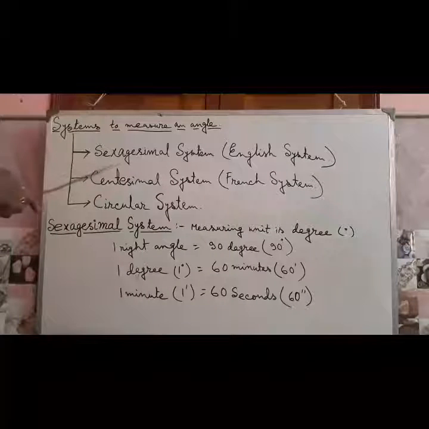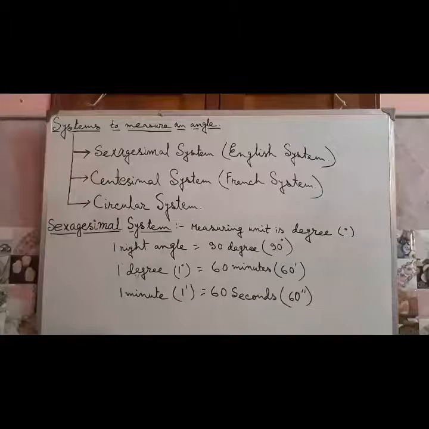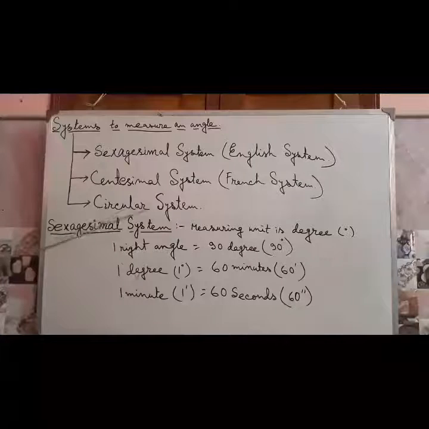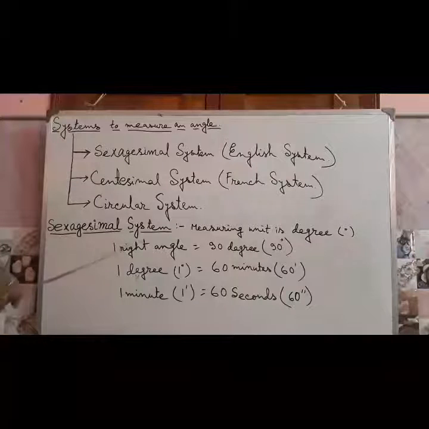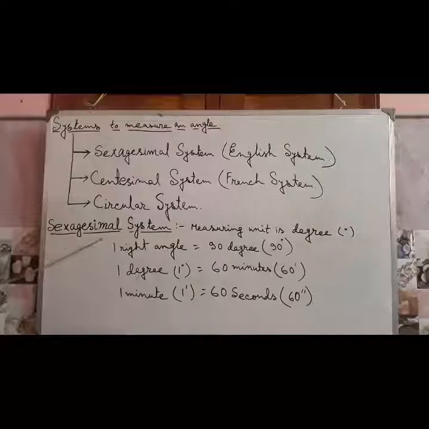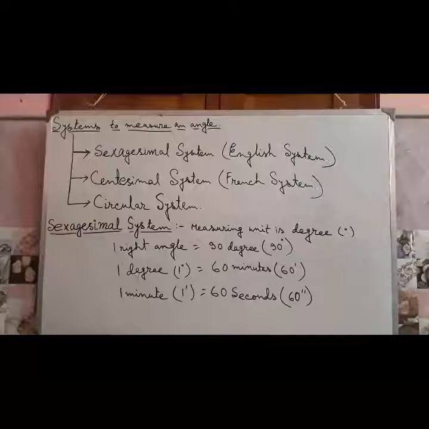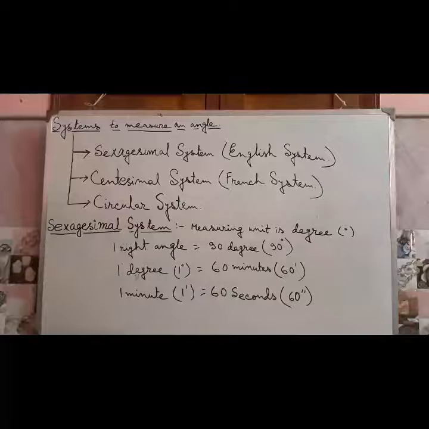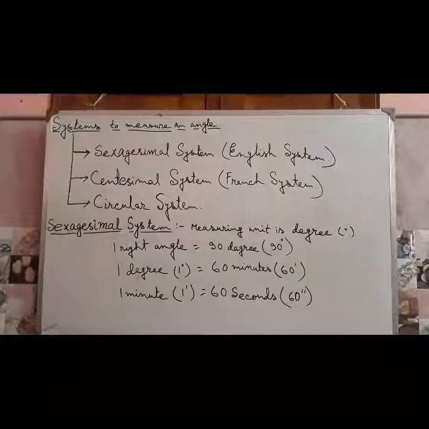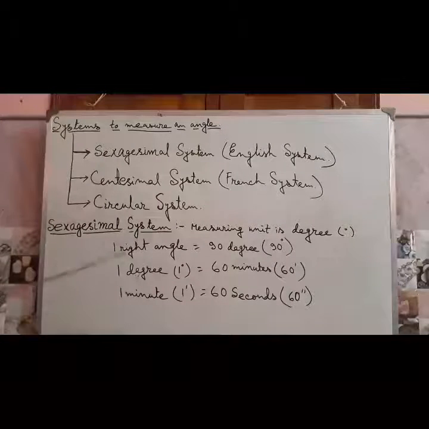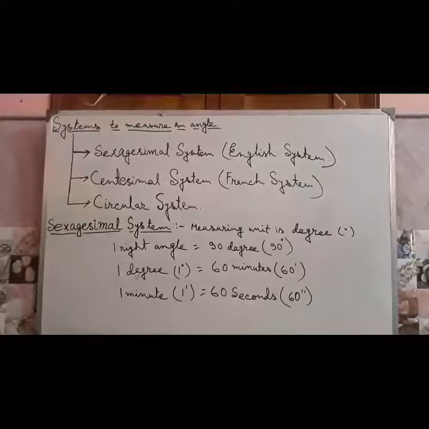There are three systems to measure an angle: the sexagesimal system, that is the English system; the centesimal system, that is the French system; and another system, that is the circular system. What is the sexagesimal system? Sexagesimal means base 60. The base is 60, and generally in lower classes this sexagesimal system is used. In Babylonian civilization this system was used.